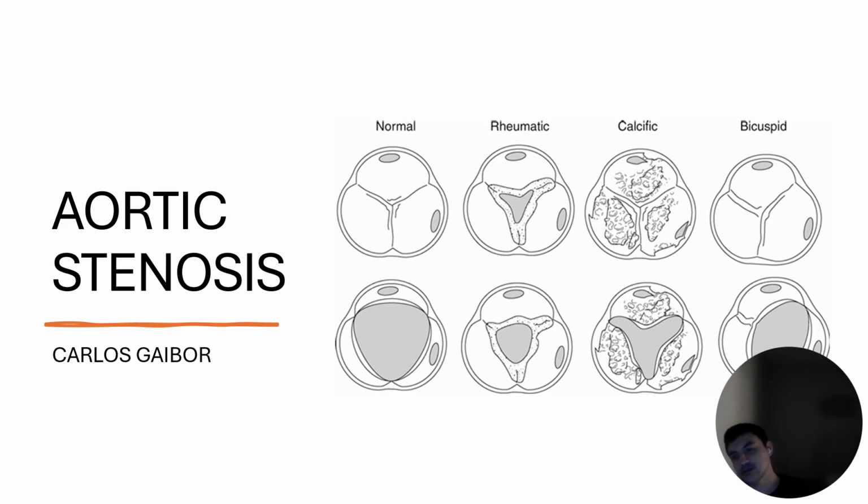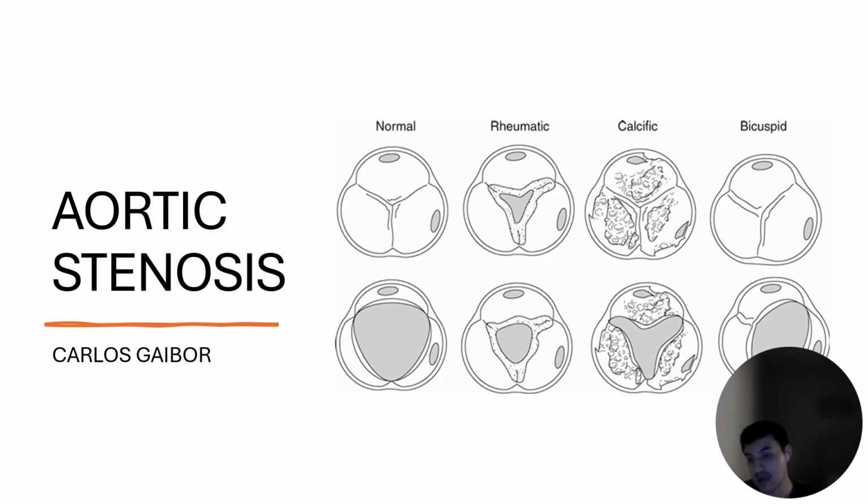About aortic stenosis: what are the causes, and how you have to work it up based on the 2020 ACC guidelines and also the American Society of Echocardiography guidelines. So first of all, this image is the normal valve. In rheumatic disease you're going to have commissural fusion, calcified aortic valve, and bicuspid.